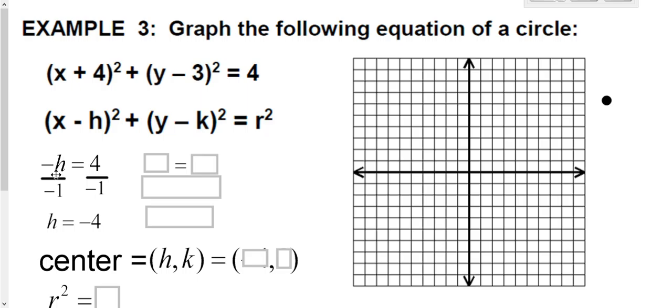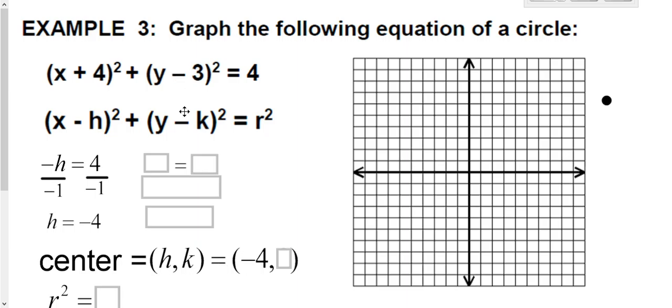Again, you start off with this part of it, equal to what's inside here. This is a negative h. What does it equal? It says a positive 4 right now. Divide by negative 1, and you get the real h number, which is negative 4. So I know the x-coordinate of this center point is negative 4.